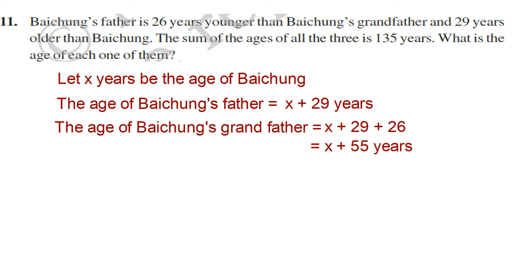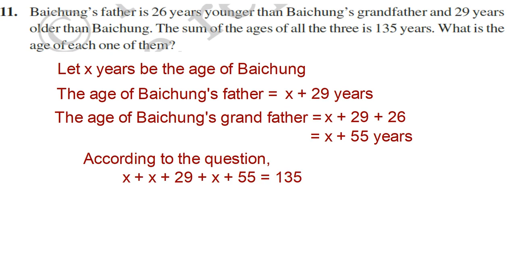Now what is the condition given in the question? The sum of the ages of all the three is 135 years. So if we add these three ages, we will get 135. So we can write x plus x plus 29 plus x plus 55 is equal to 135. Now solve this, you will get the value of x as x is equal to 17.